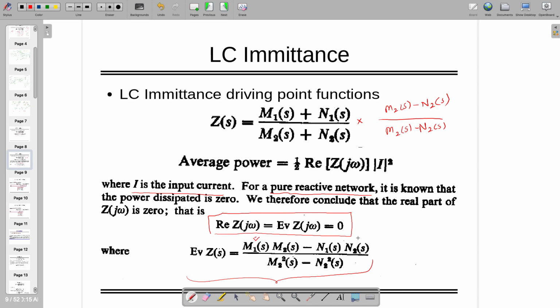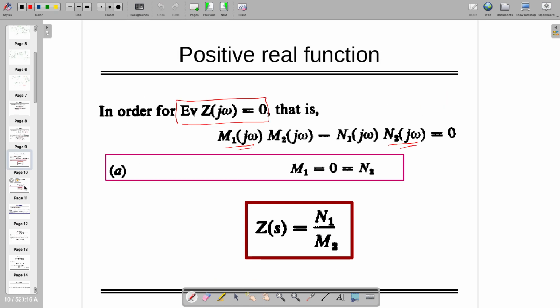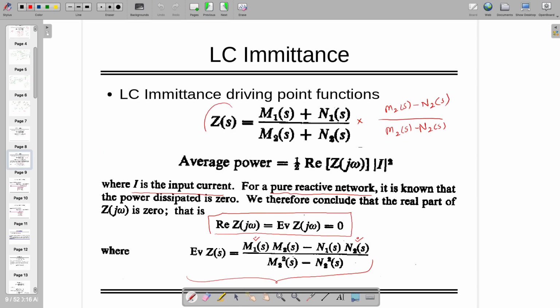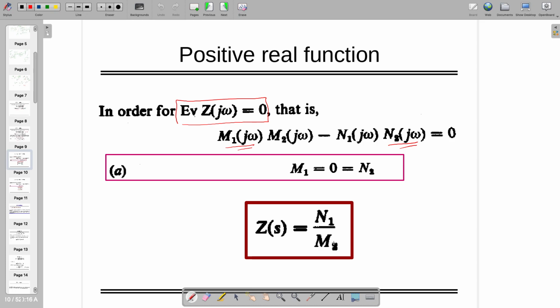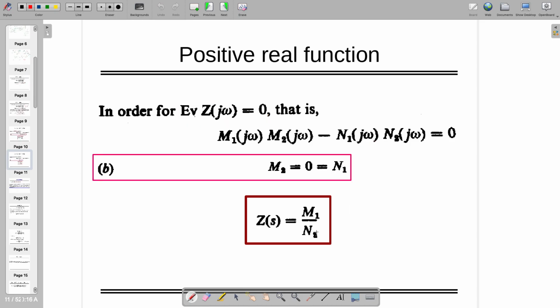When m1 equals 0 and n2 equals 0, what are you going to see here? As a part of this z of s, which was the previous one, what you are going to see? m1 equal to 0, n2 equal to 0, so n1 divided by m2, right? The new impedance function will be n1 divided by m2. Similarly, can you tell me the other possibility when m2 equals 0 and n1 equals 0? What are you going to see at the output? It will be m1 divided by n2.